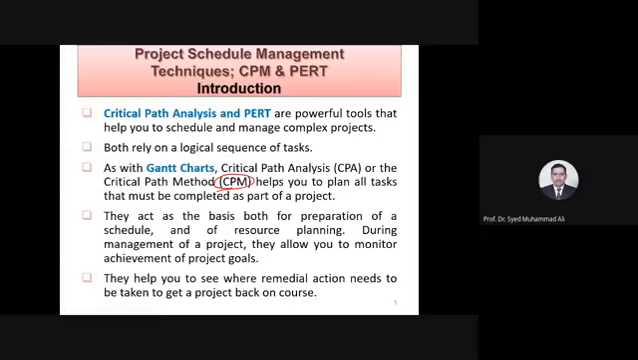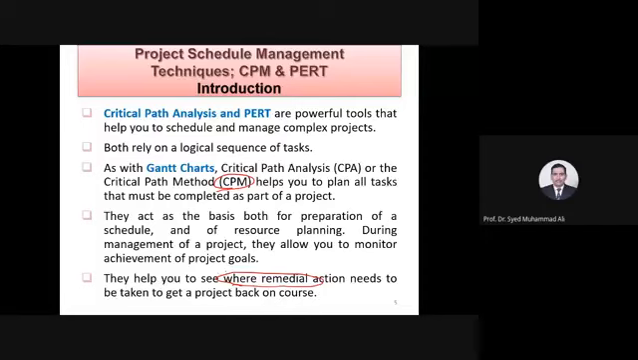We'll do a quick example on that also. They act as the basis both for preparation of schedule and resource planning. So whatever we discussed will be used for that. And they help you do various remedial measures.